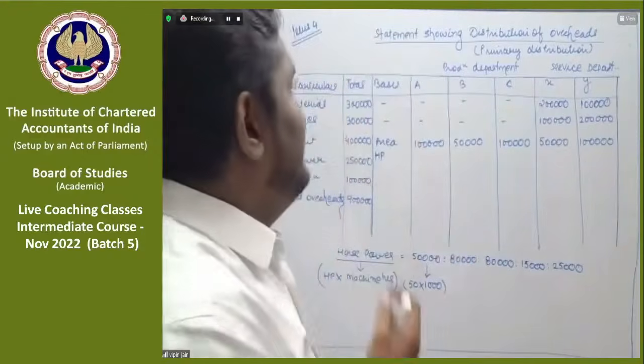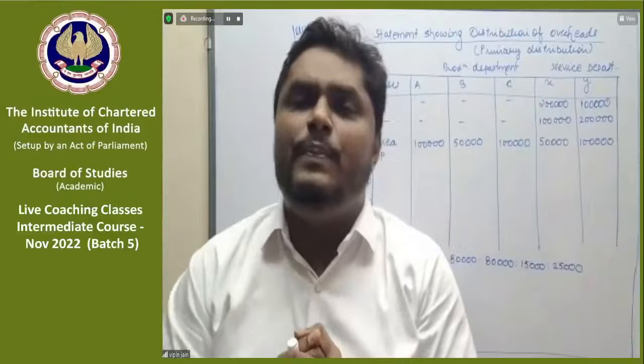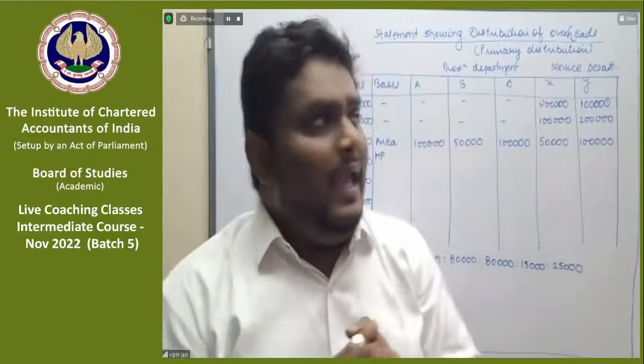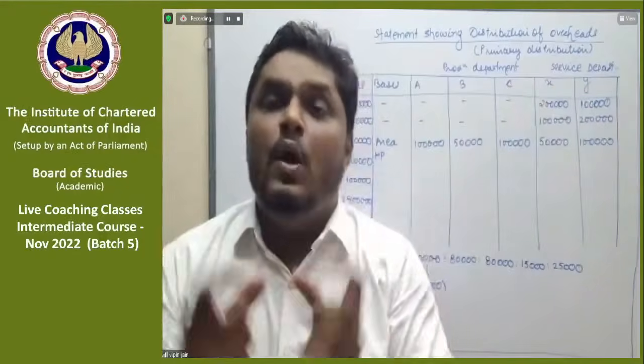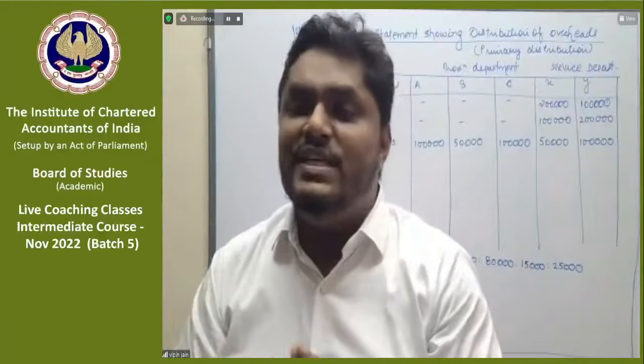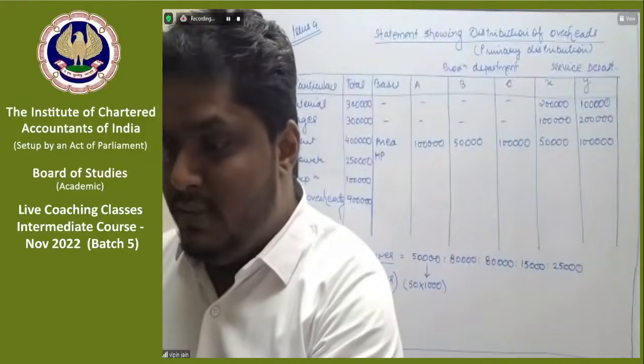Herein we have started with the statement showing distribution of overheads, wherein we have started with primary distribution, and many students ask, sir, why did you take these two figures? Why direct material and direct wages in service department? So guys, 1 second.